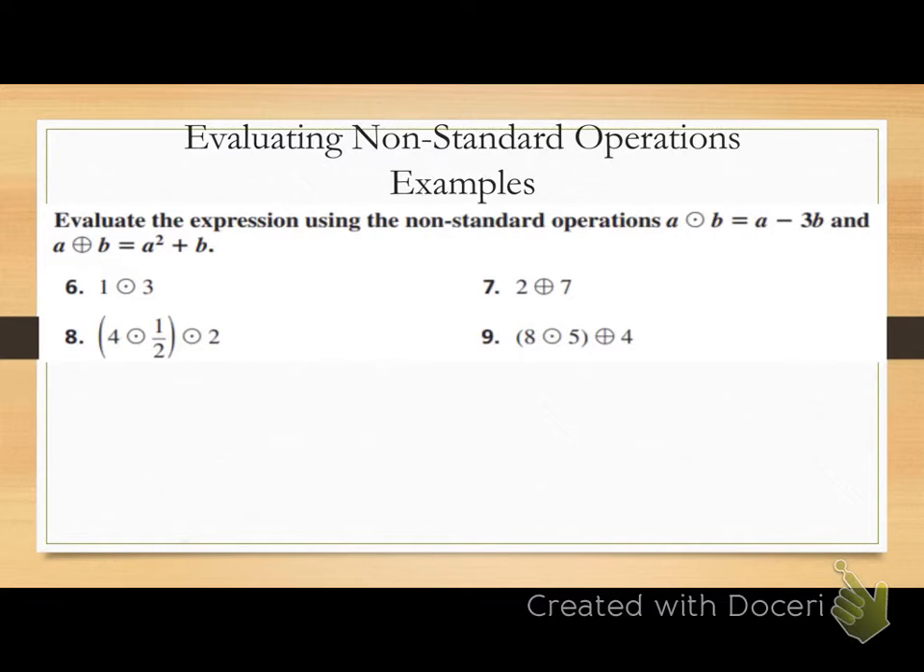Are our operations the same as the last slide? No, they changed them up. A circle dot B is now A minus 3B. A circle plus B is now A squared plus B. So now it wants me to find 6 through 9 using these non-standard operations. Okay? Go ahead and try number 6 and 7 on your own, or with some people around you. Make sure we're only discussing these problems.